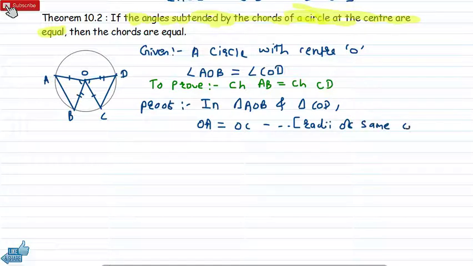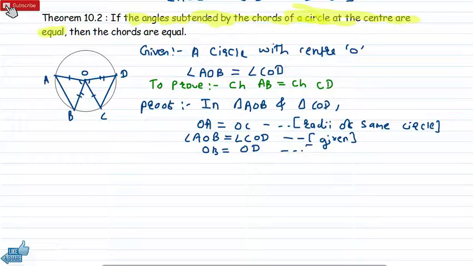Same circle. The second one is angle AOB is equals to angle COD. The reason, given. And the last one is again OB is equals to OD. And the reason, again here, radii of same circle.